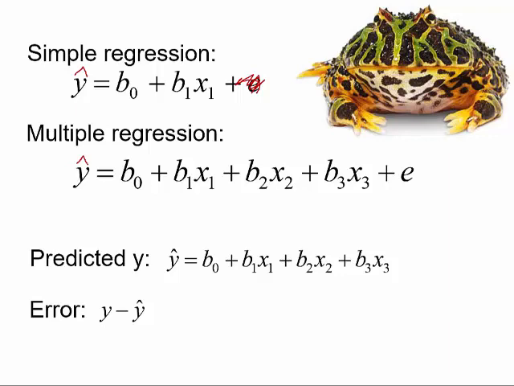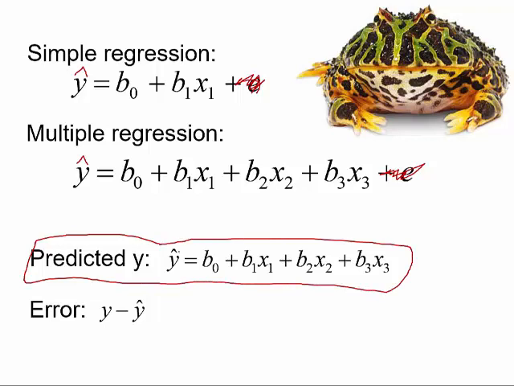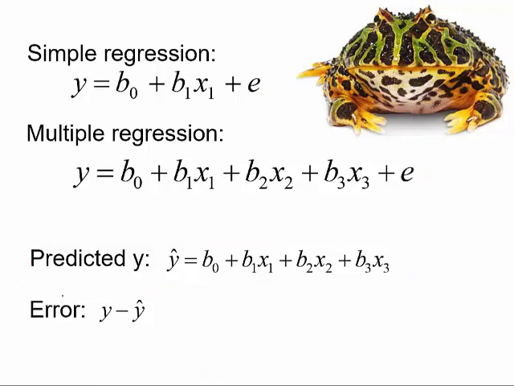I could put a hat over the y and scribble out the e and say your predicted y is equal to the intercept plus slope 1 times x1 plus slope 2 times x2 plus slope 3 times x3, which is what I have right down here. Predicted y is equal to that linear equation. And if I have predicted y, I could then compare what is the difference between observed y and predicted y, and that is my error.